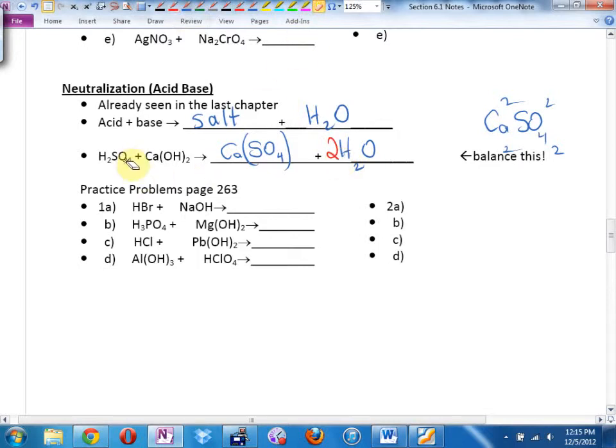How many? I'm not going to use this oxygen here because I counted that SO4 as one molecule, one weird-looking atom. So I just need to worry about this oxygen. How many? We're balanced! You are allowed to do that on a test, by the way. Woohoo!